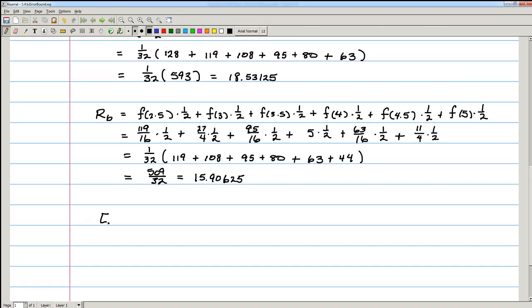So the error for L6 and R6 will be less than or equal to the following value: the absolute value of f of b minus f of a, times delta x, b minus a divided by 6 rectangles. Well, let's see. f of 5 turned out to be 11/4, minus f of 2. f of 2 turned out to be 8, times 1/2.